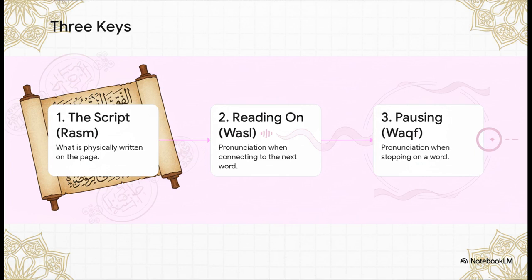Second, there's wasl. This is all about how you pronounce a word when you're reading continuously, connecting it right into the next word. And third, we have waqf. This is how you pronounce that same word if you decide to pause or stop on it. So, the script, connecting, and pausing. Those are our 3 keys.